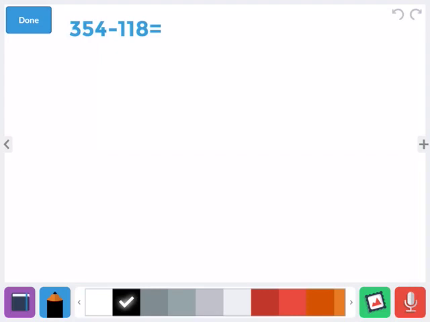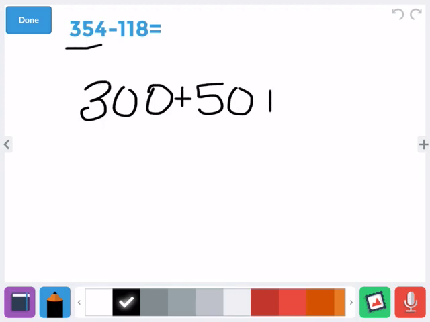So what we're going to do is look at the first number in our equation. We're going to expand it below. 300 plus 50 plus 4 is the same as 354. Now we're going to look at the second number in our equation, and we're going to stack the hundreds on top of the hundreds, the tens on top of the tens, and the ones on top of the ones.